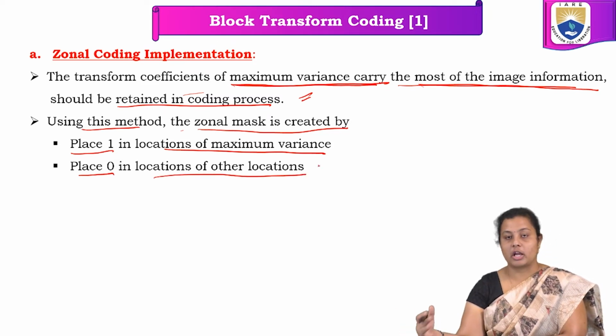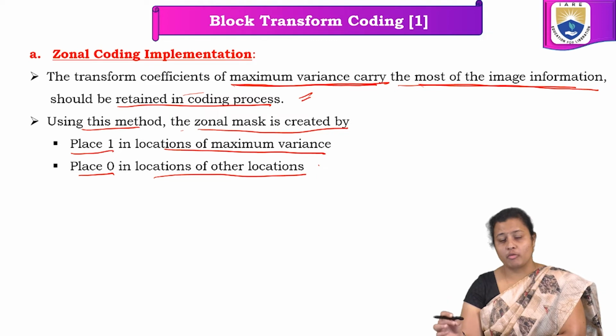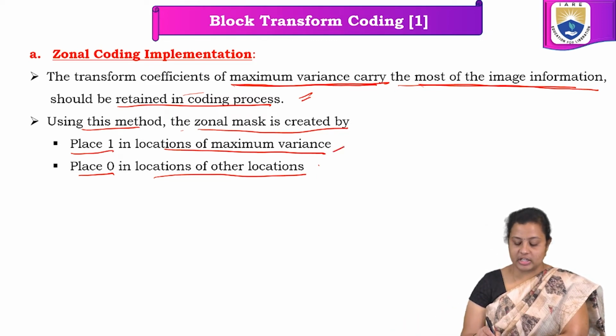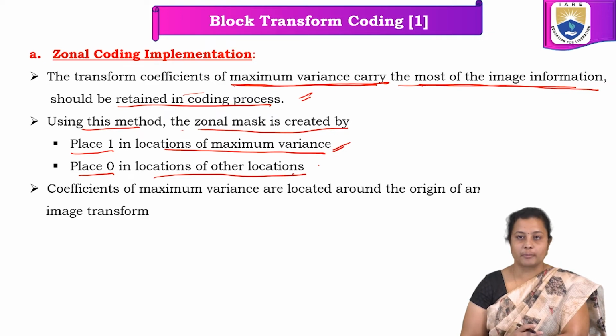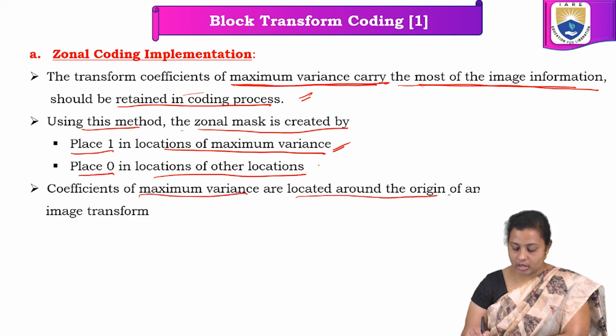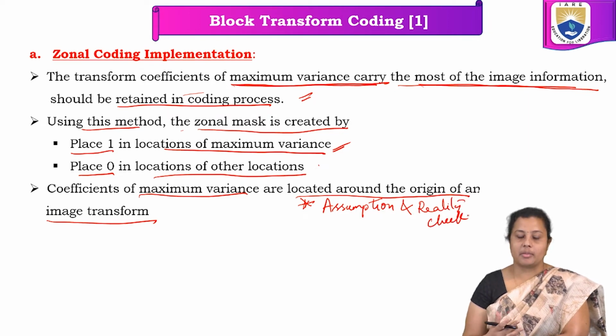Suppose we have an intensity value that we have transformed using a DCT, and we have got the coefficients. For those coefficient values we check the variance. For one specific coefficient value we calculate its variance. If that variance is of maximum value, we put 1 in that place, and for other locations we put the value 0. The coefficients of maximum variance are located around the origin of the transformed image. This is usually assumed. This is an assumption, and a reality check is also done by taking different examples, and we observed that the coefficients having the maximum variance are in and around the origin of the transformed image.